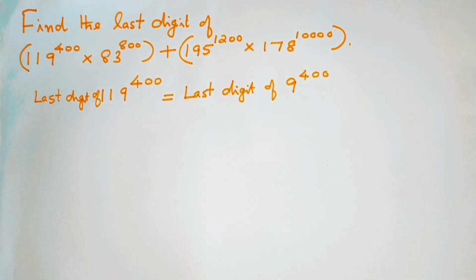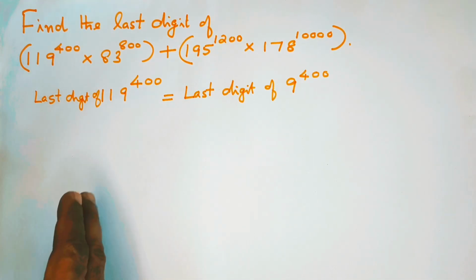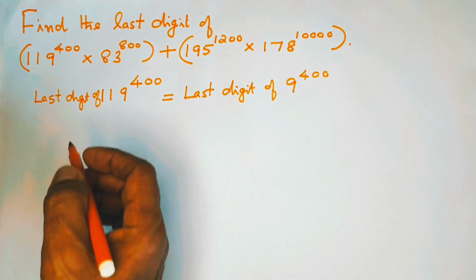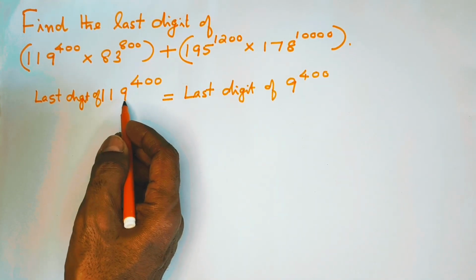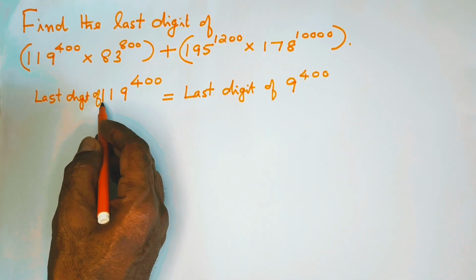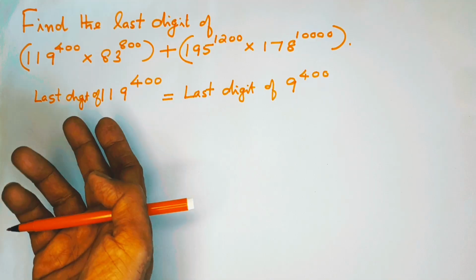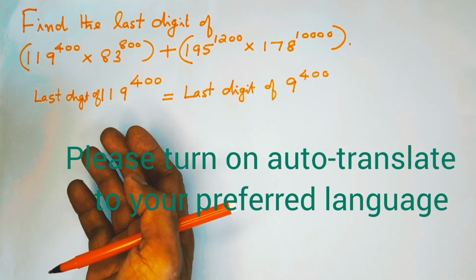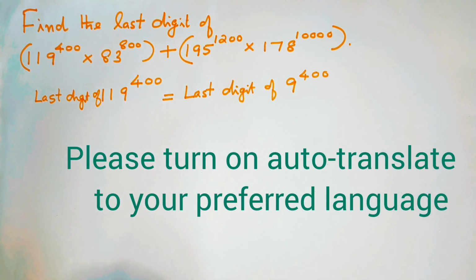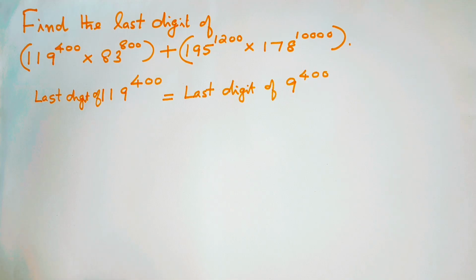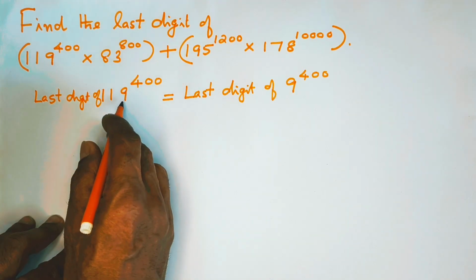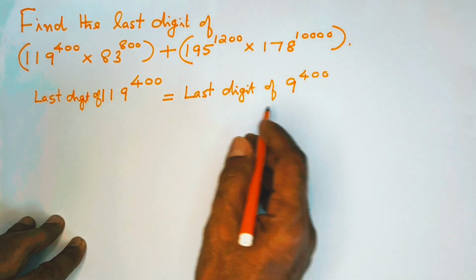To find out the last digit of a number in the exponential form, you may ignore the digits that come before the last digit of the base figure, which in this case, the base figure is 119. You may ignore these two digits, 11. Here there are only two digits. Some numbers can possibly have even more than two digits. All of those digits you may just discard. You need to focus only on this number. And that's what I've written here.